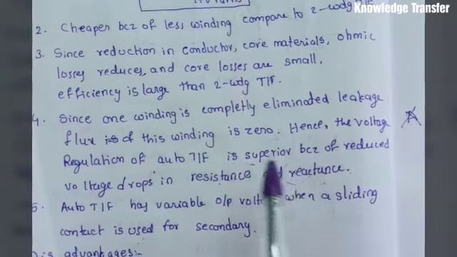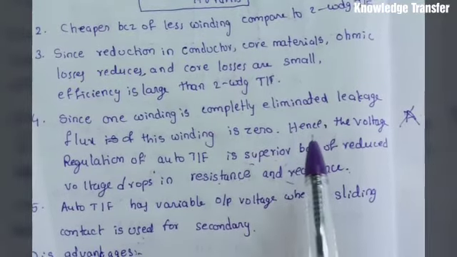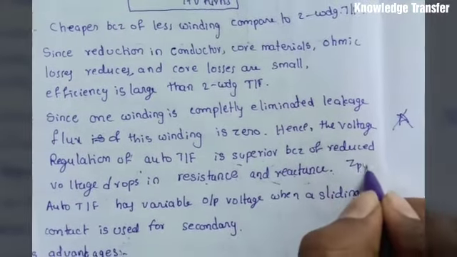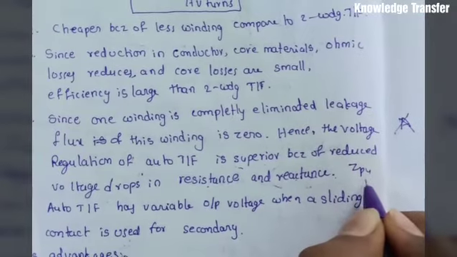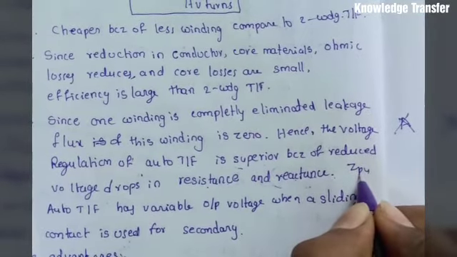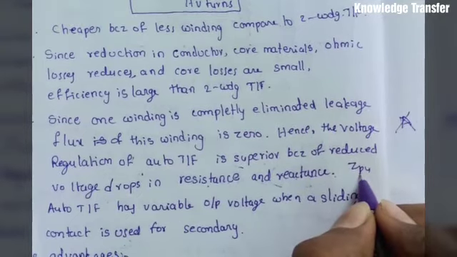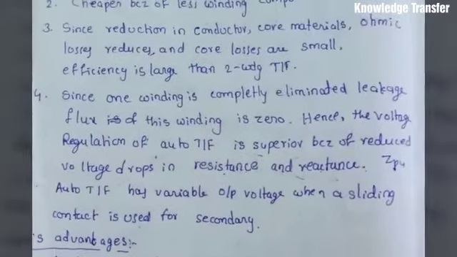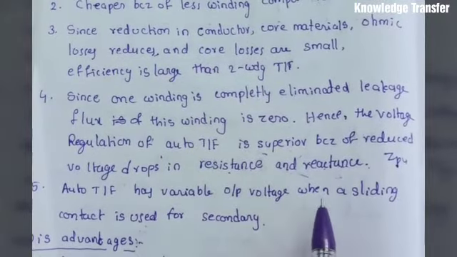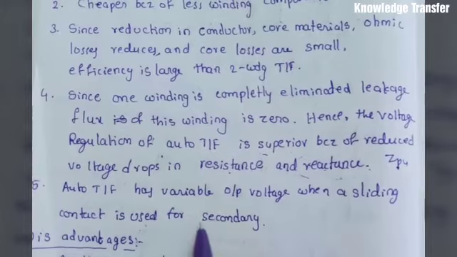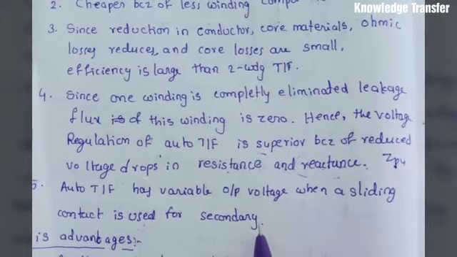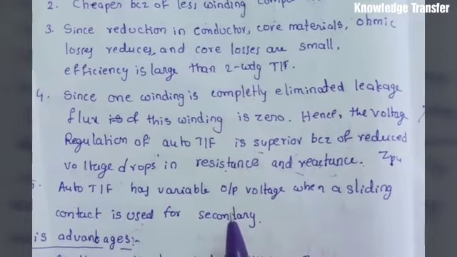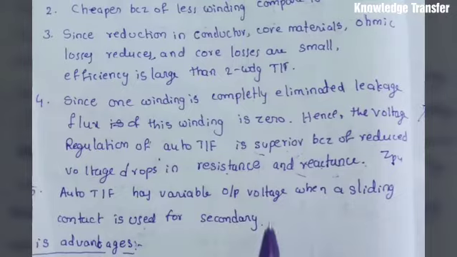Hence the impedance of the auto transformer is reduced, as the regulation is directly proportional to Z per unit, that is impedance of the transformer. Hence the voltage regulation is very superior. That means very good. And the next point is, auto transformer has variable output voltage when a sliding contact is used for the secondary. If you use a sliding contact in the secondary winding, we can get variable output voltages. This is also one advantage.